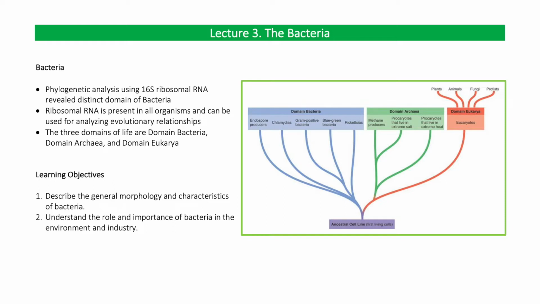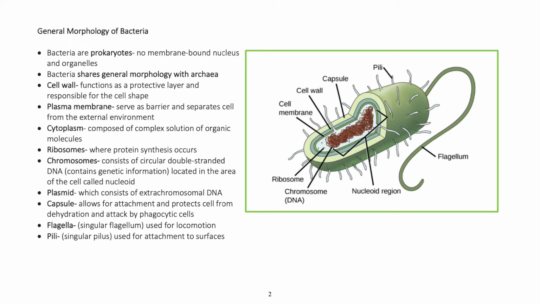Learning objectives. 1. Describe the general morphology and characteristics of bacteria. 2. Understand the role and importance of bacteria in the environment and industry. General morphology of bacteria. Bacteria are prokaryotes, with no membrane-bound nucleus and organelles. Bacteria share general morphology with Archaea.